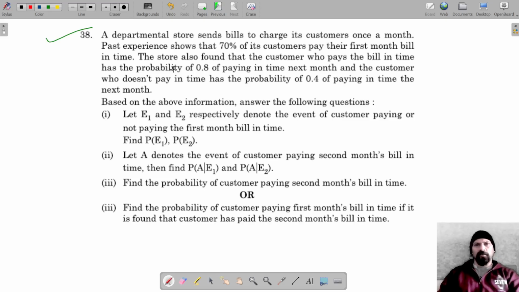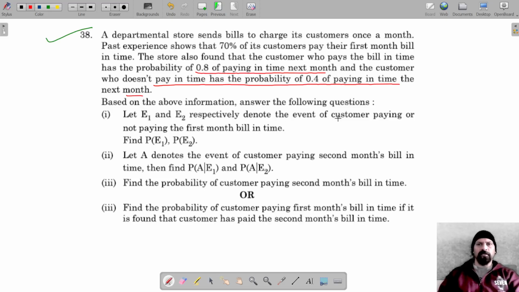Now, when the store pulls up the data, they found that the customer who pays the bill in time has a probability of 0.8 of paying in time next month. And the customer who doesn't pay in time has a probability of 0.4 of paying in time next month. So this is the probability of paying in the second month. Based on the above information, we have to answer the following questions.